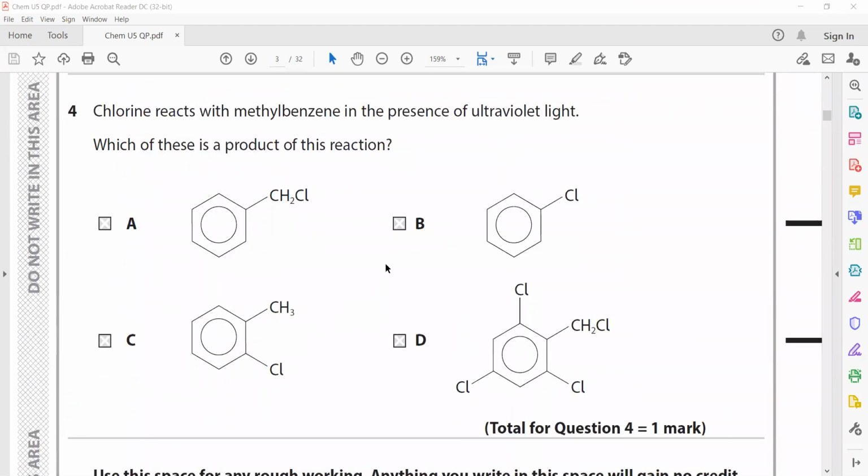Chlorine reacts with methyl benzene in the presence of UV. In the presence of UV, alkanes will undergo a substitution reaction. So if we have a methyl benzene, then in the presence of UV, a free radical chlorine is produced. This will undergo a substitution reaction. That's why the correct answer is A.